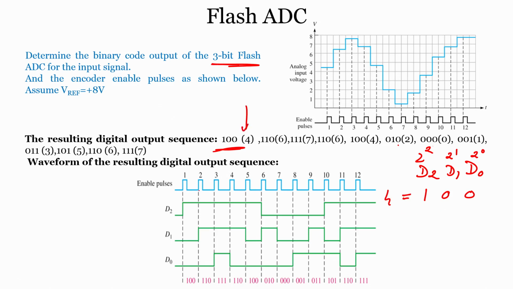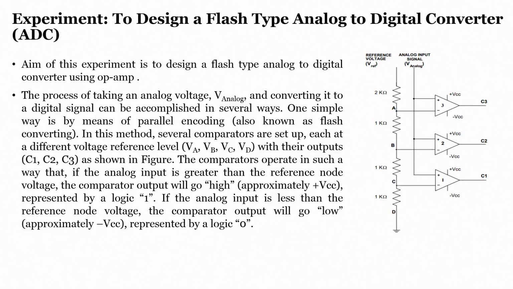Now we have the second pulse. So when you have the first pulse, only D2 should be on, D1 should be 0. The second pulse is 1 1 0, that means D2 and D1 should be on, which is right over here, and D0 should be 0. The third pulse is 1 1 1. So, all three signals 1 1 1 should be high. The fourth pulse is 1 1 0. So, it will be 1 here, 1 here and 0 here. It is very easy to draw the waveforms of the resulting digital output sequence.